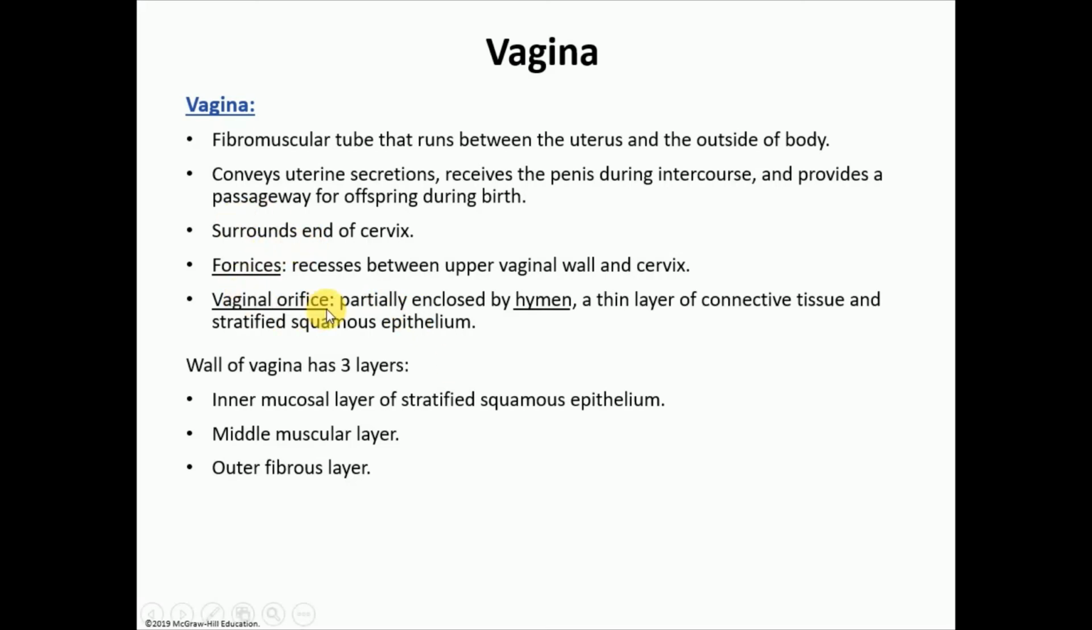The vaginal orifice is partially enclosed by a hymen, which is a thin layer of connective tissue and stratified squamous epithelium, kind of like skin. And the wall of the vagina has three different layers. There's the inner mucosal layer made out of stratified squamous epithelium, and then there's a middle muscular layer and an outer fibrous layer.